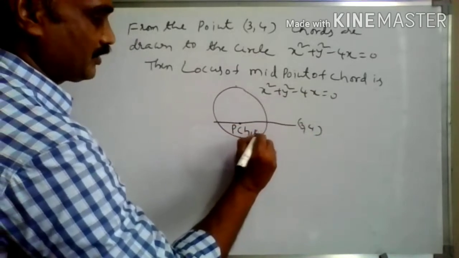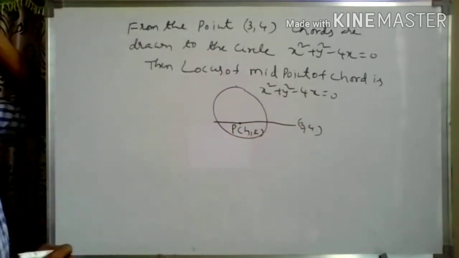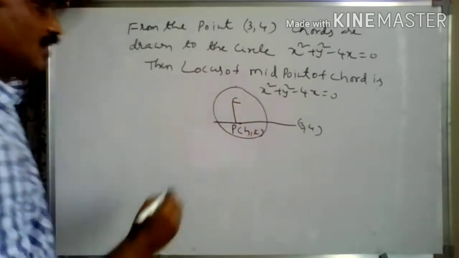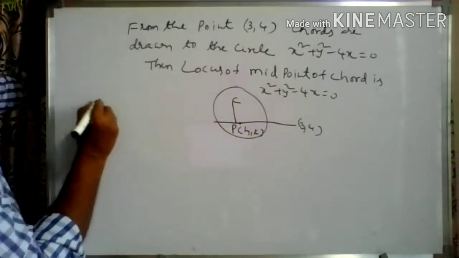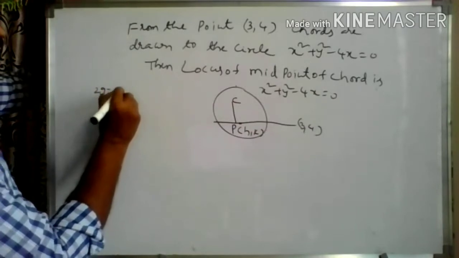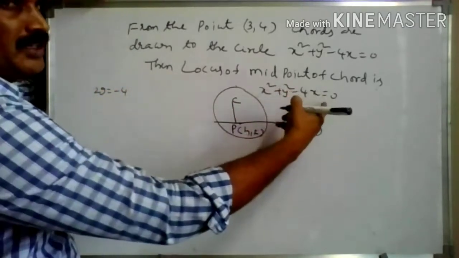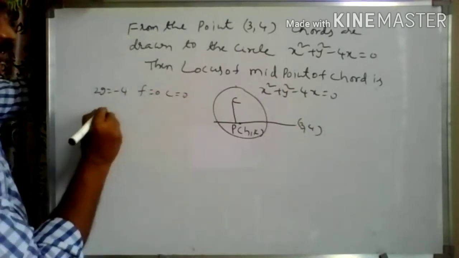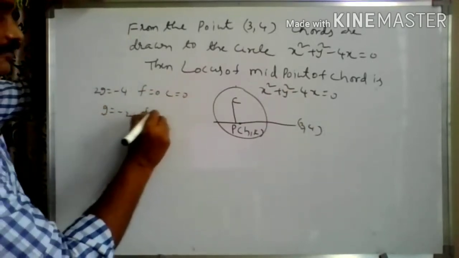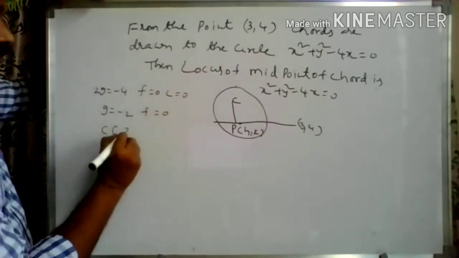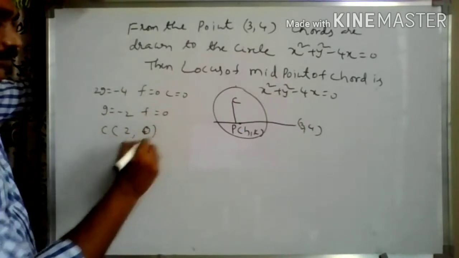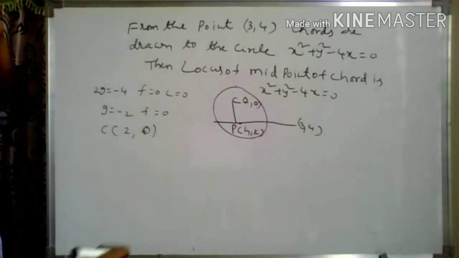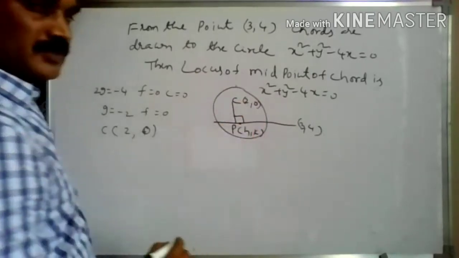Suppose the midpoint of the chord is (h, k). This is the center, students. What is the center? x² + y² + 2gx + 2fy + c = 0. Here 2g is equal to −4, so the g value is −2, f is 0, and c is 0. The center is (−g, −f), which is (2, 0).